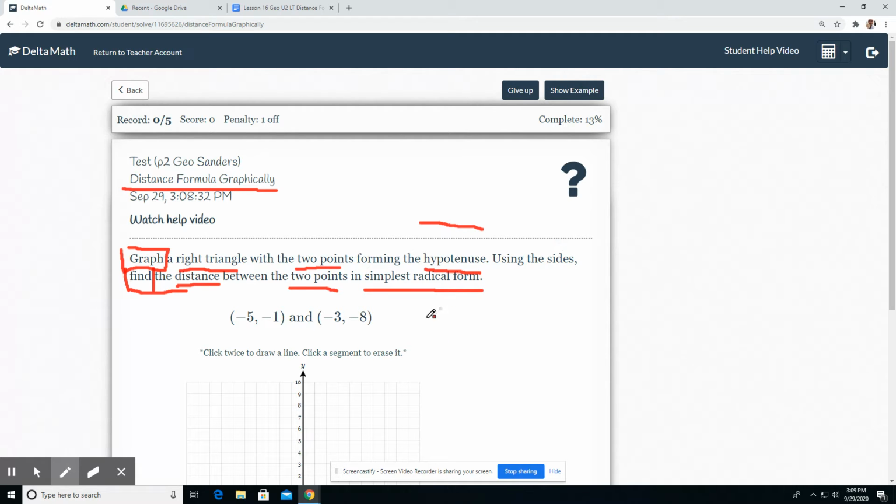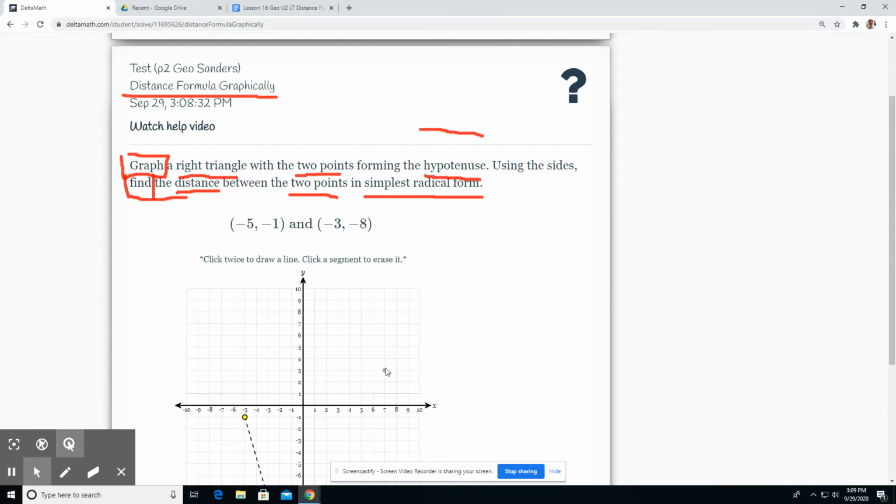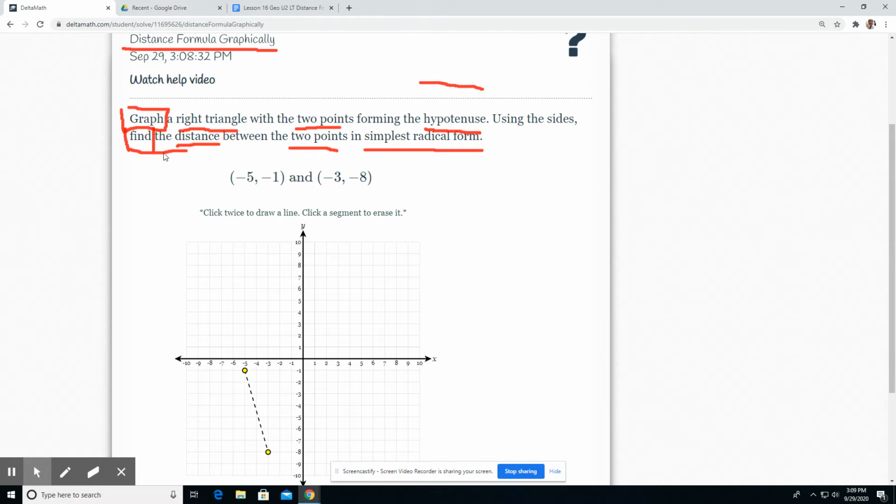Okay. Let's go ahead and give it a shot. Let's see what our original problem looks like. Okay. Click twice to draw a line. Click a segment to erase it. Graph a right triangle with the 2 points forming the hypotenuse. Using the sides, find the distance between the 2 points.